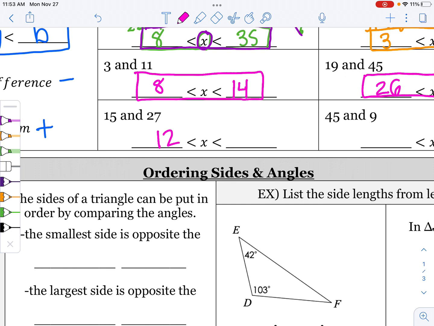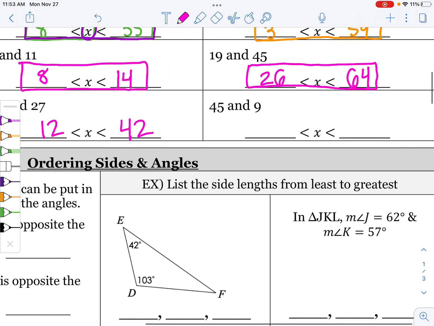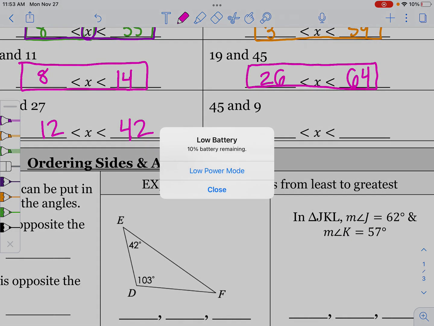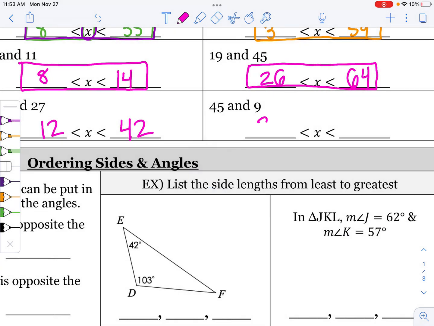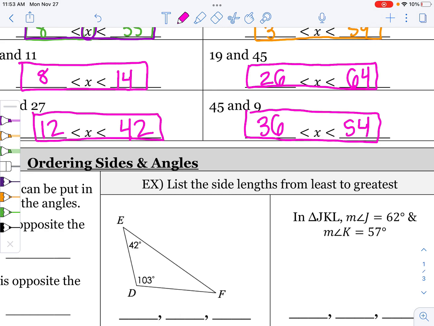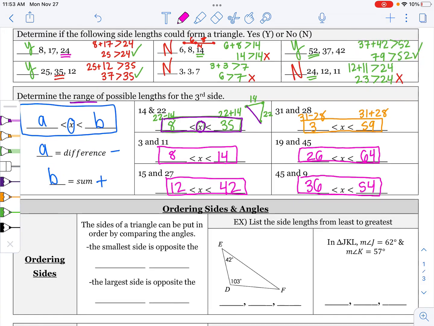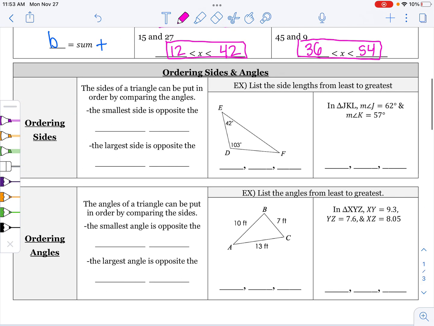My range here would be 12 to 15 plus 27 would be 42. And then my range here, 45 minus 9 is going to be 36, racing against the clock here, y'all. And then 45 plus 9, and my upper range is 54. So any side length that is greater than 36 but smaller than 54 could be the third side for a triangle with side lengths already given of 45 and 9. And then here's the answer to the other one. Okay, so that's ranges of values.